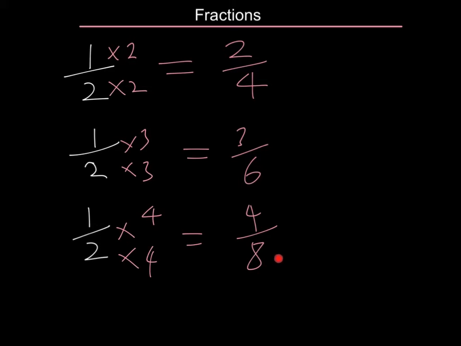Cutting a cake up into 8 pieces and eating 4 is the same as cutting it up into 6 pieces and eating 3. It's the same as cutting it up into 4 pieces and eating 2. It's the same amount. We call all these equivalent fractions.